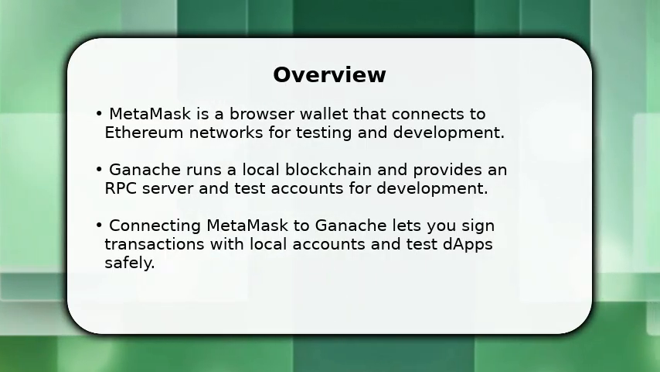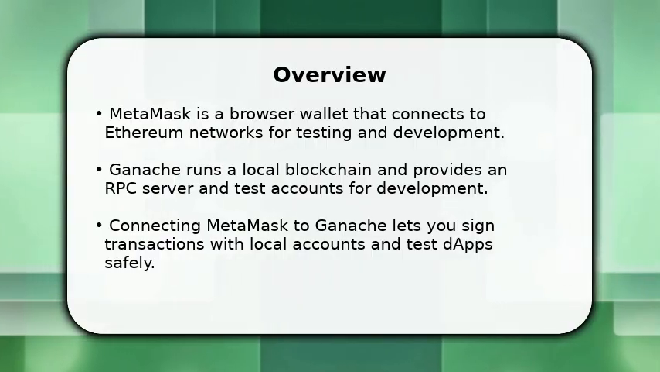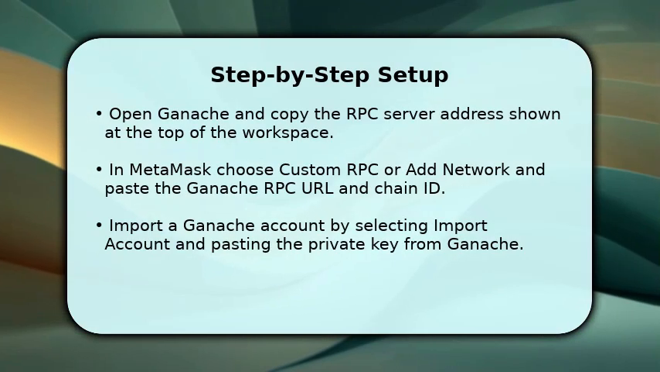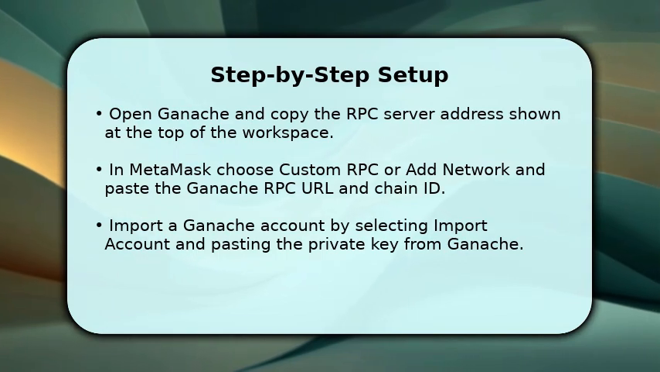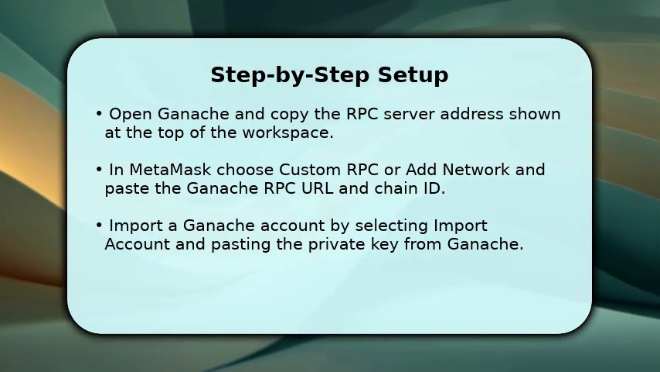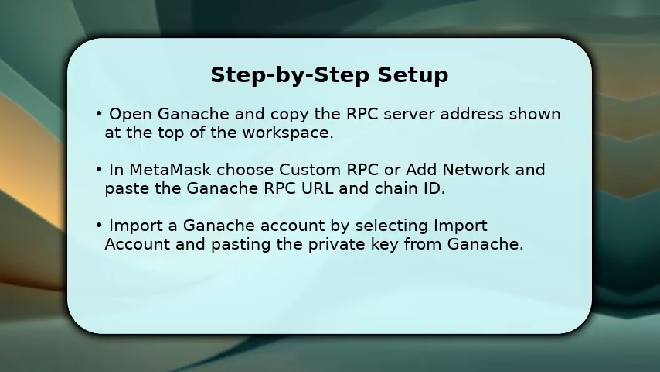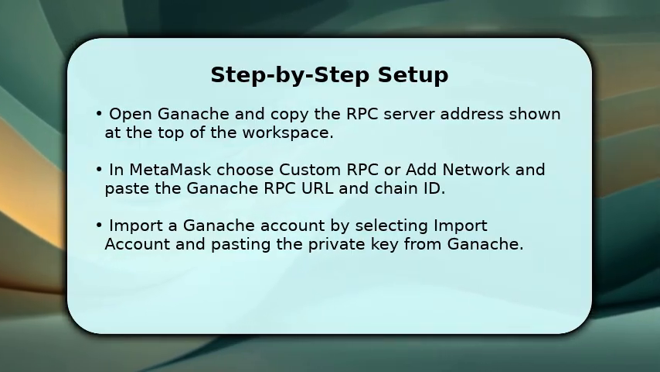I will walk you through each click and setting in a calm, friendly way. First, get Ganache running and copy the RPC server and chain ID. Next, open Metamask, go to Networks, and add a custom RPC using those values.